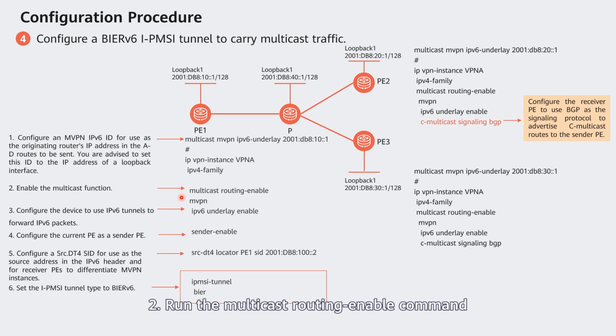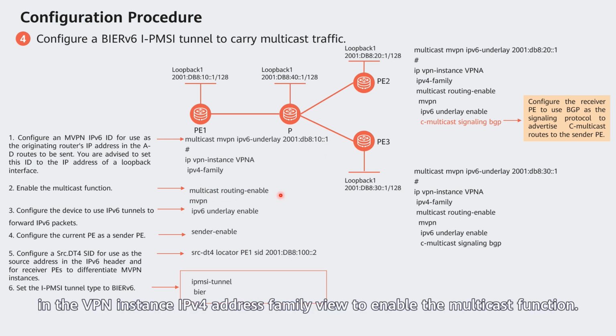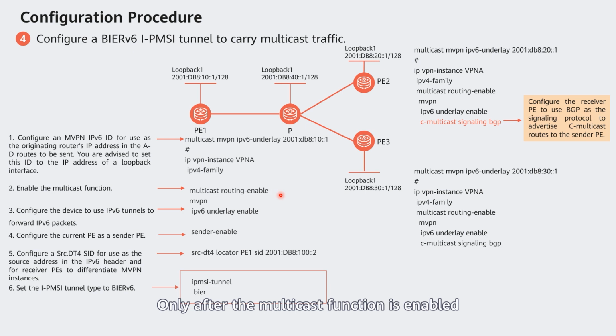2. Run the multicast routing enable command in the VPN instance IPv4 address family view to enable the multicast function. Only after the multicast function is enabled in the VPN instance can other multicast-related commands be run in this instance.